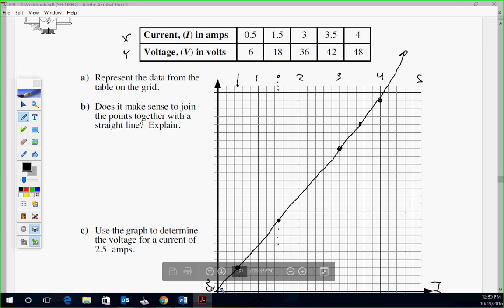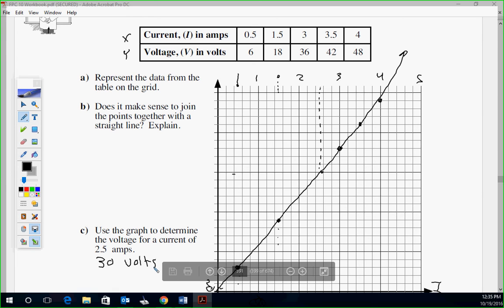Okay. Use a graph to determine the voltage. Guys, listen. Use a graph to determine the voltage at 2.5 amps. So at 2.5, what's the voltage? So that'd be here. My line's a little bit off, but I think it's going to be 30. Okay, 30 volts.